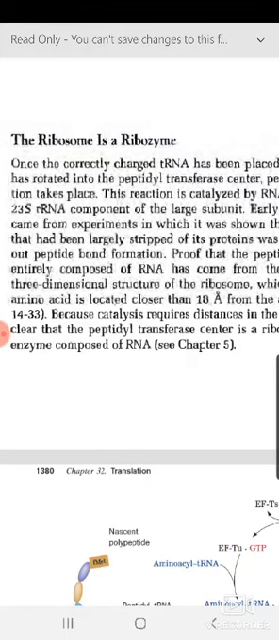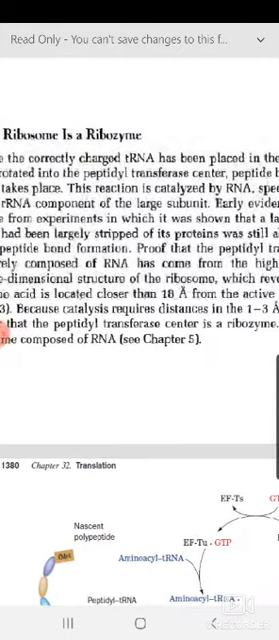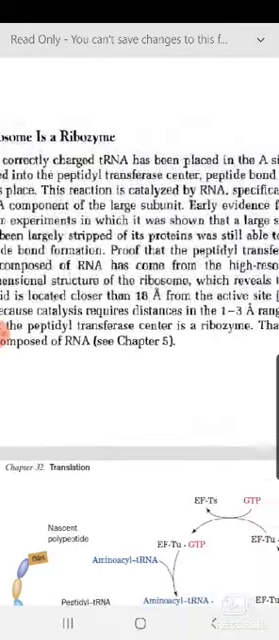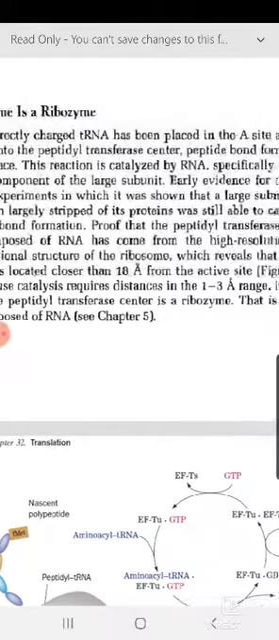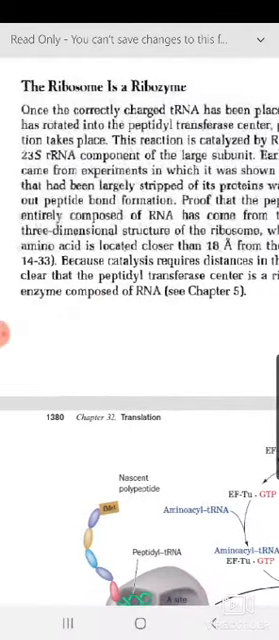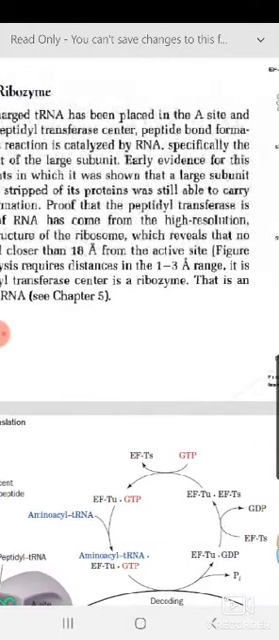But when they went through the vicinity of the active center, they found that within 18 angstrom there is no protein present, only rRNA, which is actually catalyzing this reaction. So that's what they mention. The higher resolution three-dimensional structure of the ribosome reveals that no amino acid is located there. That means there is no trace of protein closer than 18 angstrom from the active site.